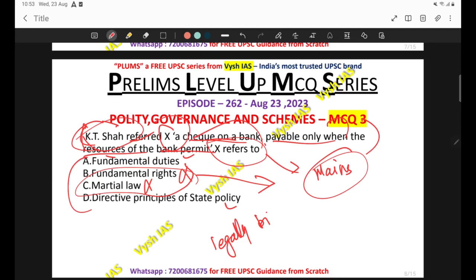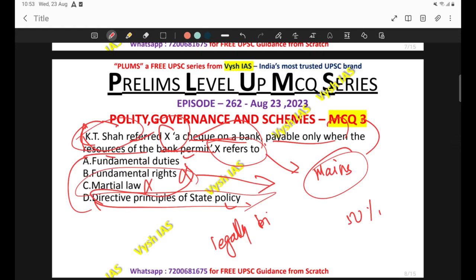So if you have gone through your mains aspect very well, then you can mark the answer as directive principles of state policy. This is the correct answer. So 50% elimination will work, and for the other 50% you have to know the correct statement in some questions, whereas for some other questions complete elimination is also going to work.